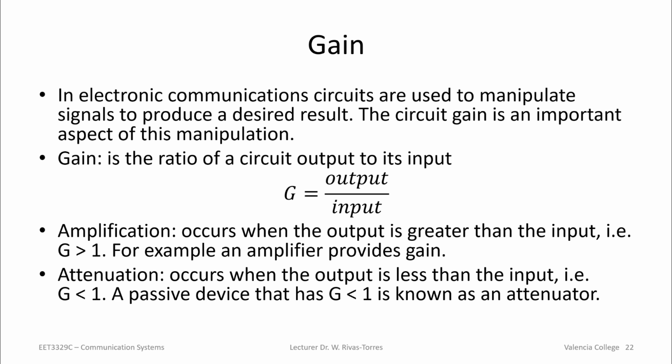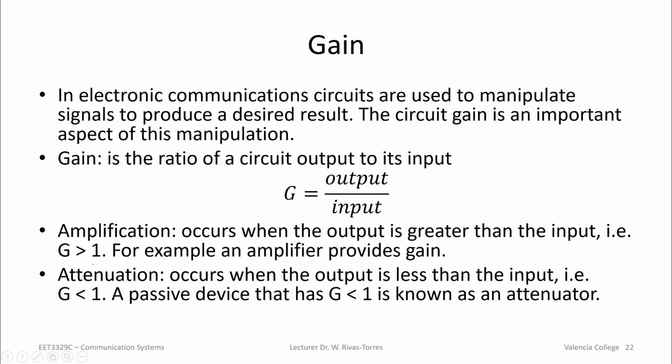So, gain is nothing but the ratio of some output to the input of whatever the circuit is. And it depends, it could be voltage, it could be current, or it can be power, right? So, we say that amplification occurs when the output is greater than the input. So, this G defined by output divided by input would be greater than 1.